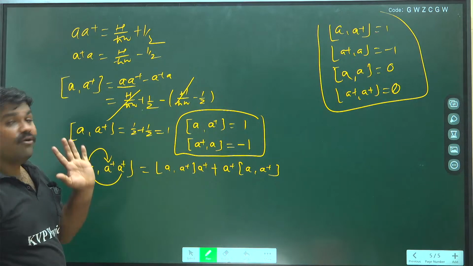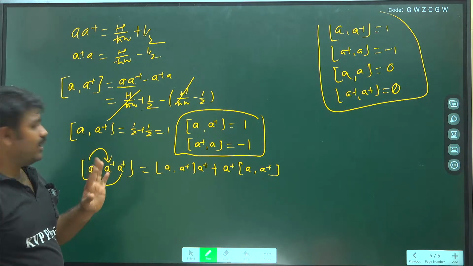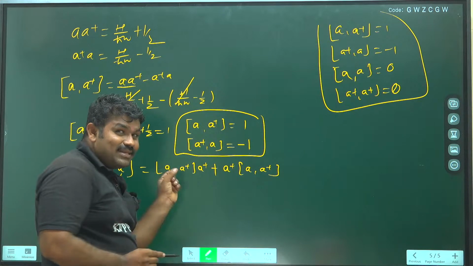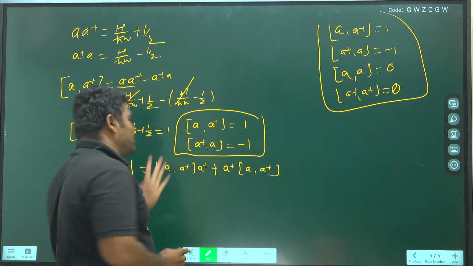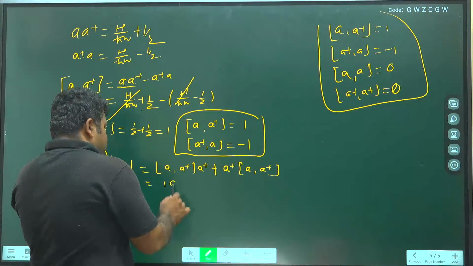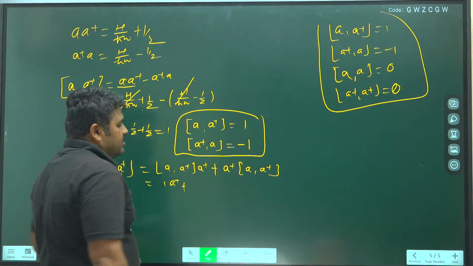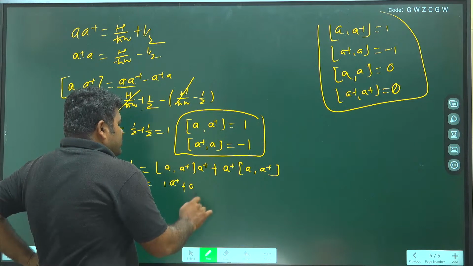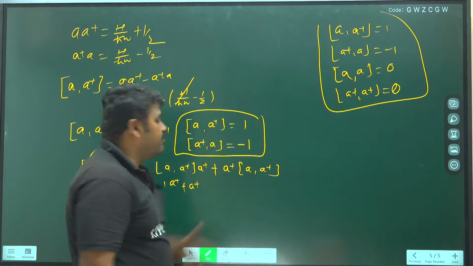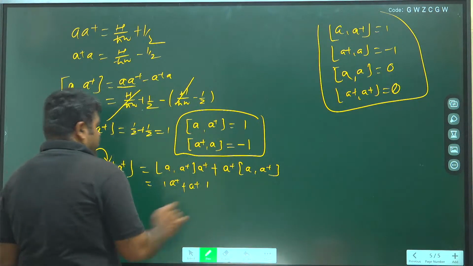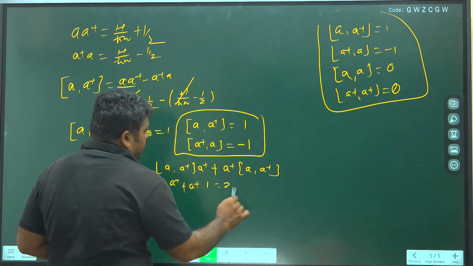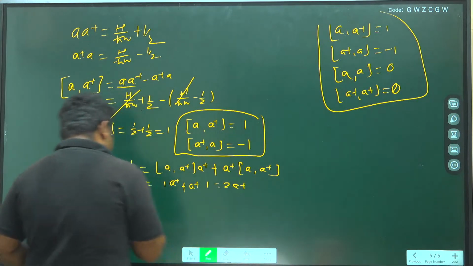विच ट्रिक? [a, a dagger, a]. Okay, [a, a dagger] order will be increase, write down the plus 1, into how much? a dagger. First thing. Second one, a dagger write down as it is. a into a dagger again order will be increase, plus 1. Okay, means this a dagger plus a dagger is simply 2 times of a dagger. Clear? 2 times of a dagger.